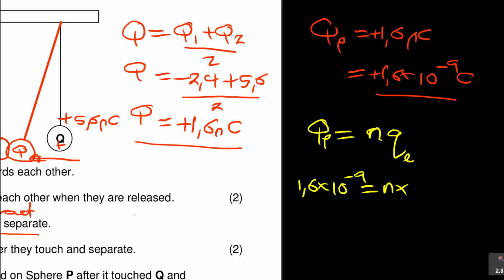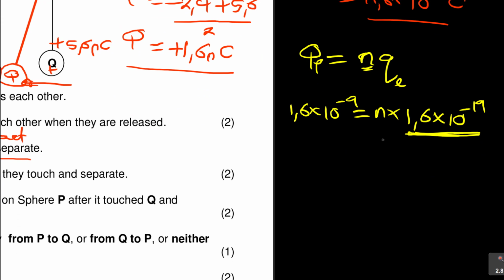Remember, they said it was negative 1,6, but now, since we're dealing with the number, forget about the negative. Times 10 to the power negative 19. This number you are given is given in your formula sheet, so you don't have to stress. So how do you find n? You just divide both sides by that number.